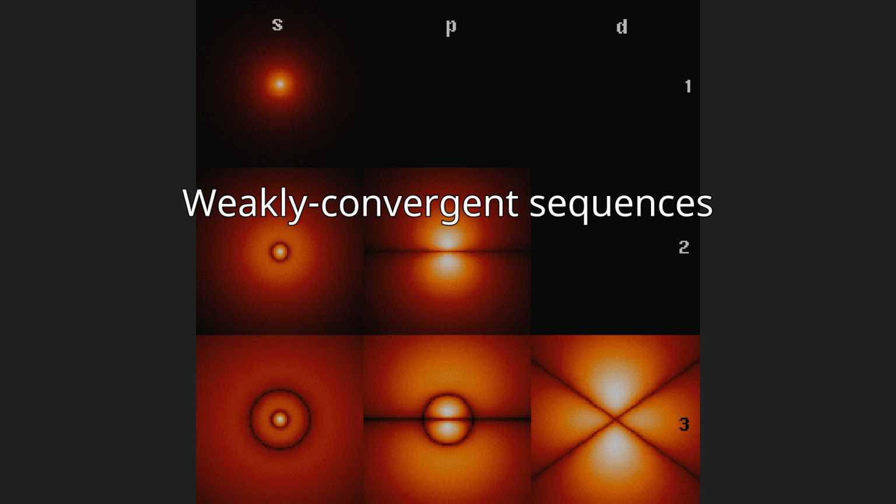Duality. Weakly convergent sequences. In a Hilbert space H, a sequence xn is weakly convergent to a vector x in H when the inner product of xn with v converges to the inner product of x with v for every v in H. For example, any orthonormal sequence fn converges weakly to 0 as a consequence of Bessel's inequality. Every weakly convergent sequence xn is bounded by the uniform boundedness principle.